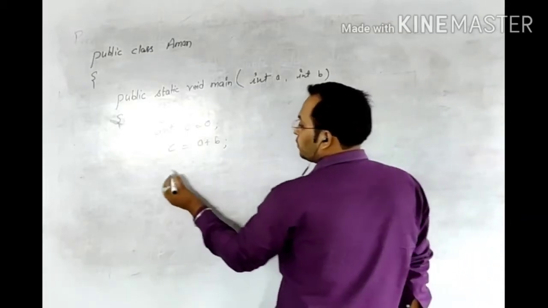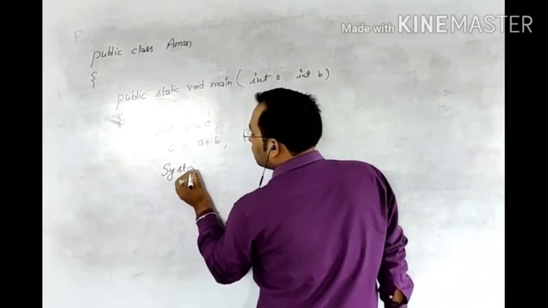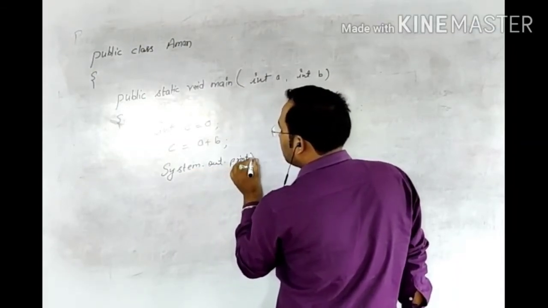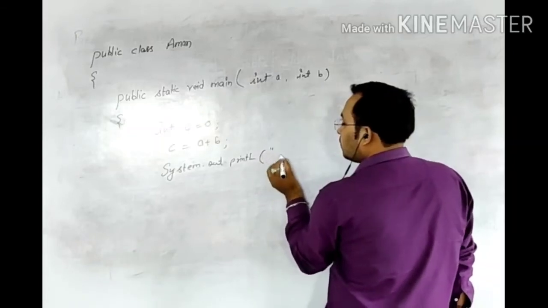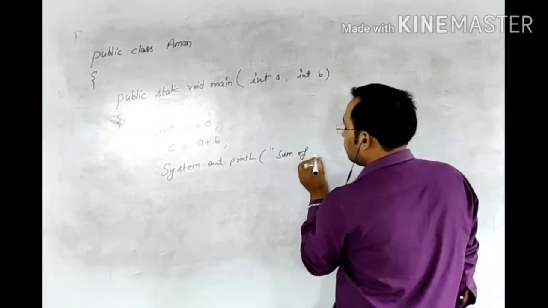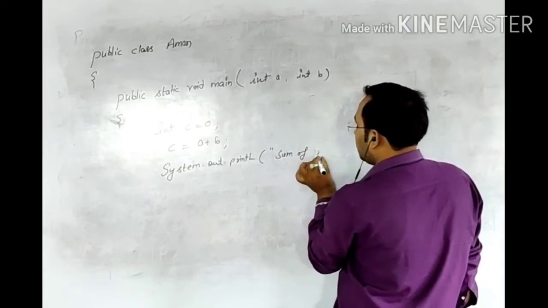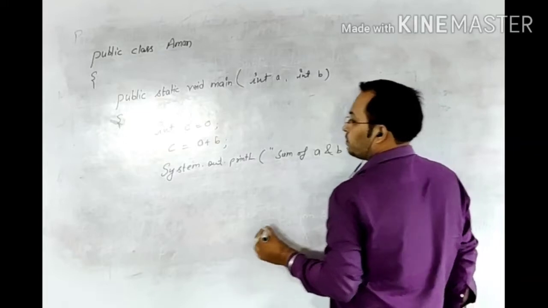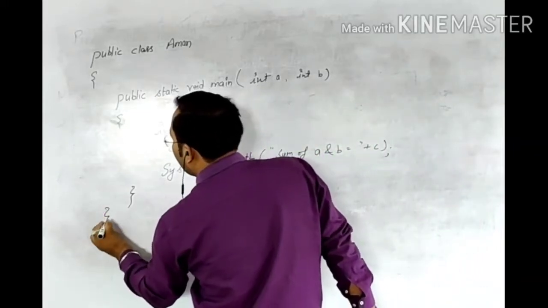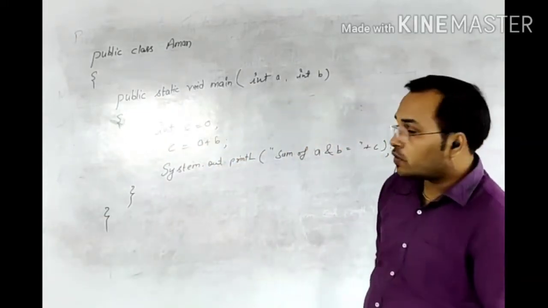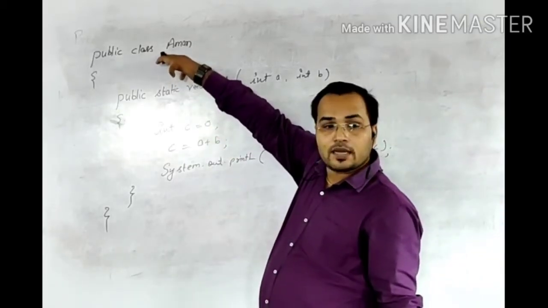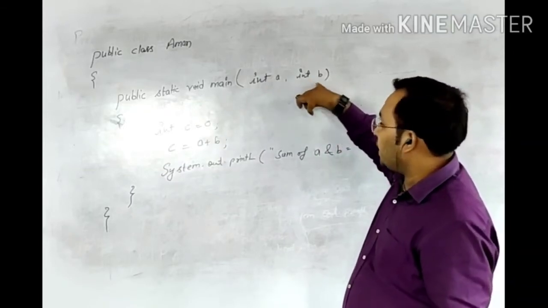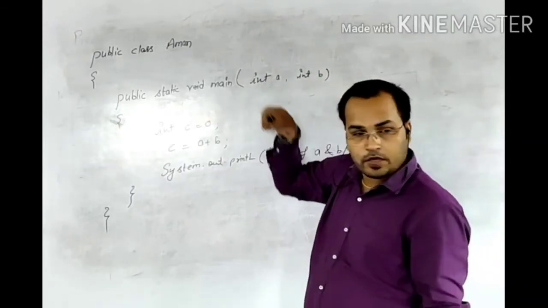Then after that, System.out.println, "sum of a and b is equals to" plus c, and just close all the curly braces. Now see what happens over here. Here I have created one class Aman. In that class I have passed int a, int b as the argument in the main function.